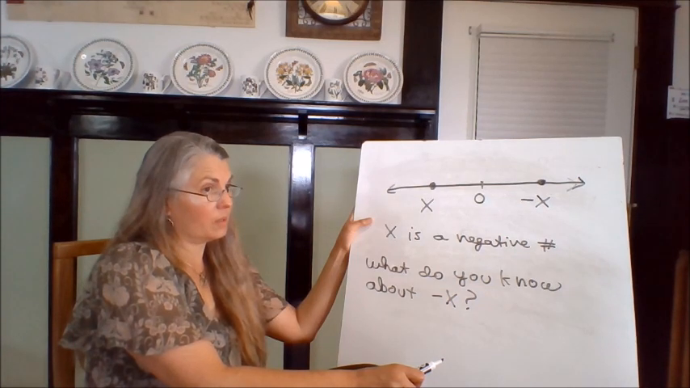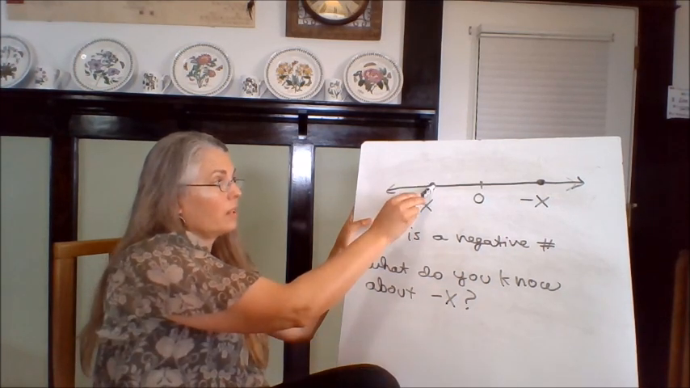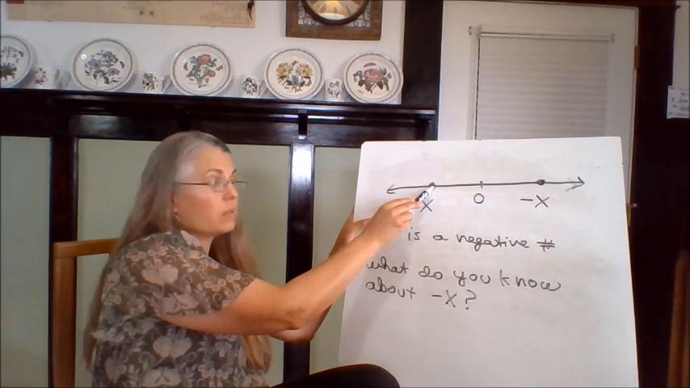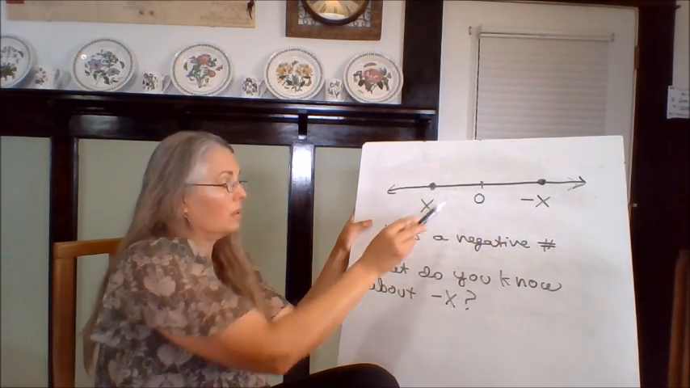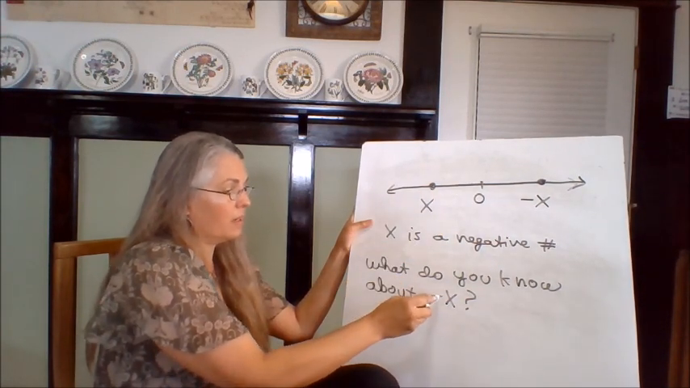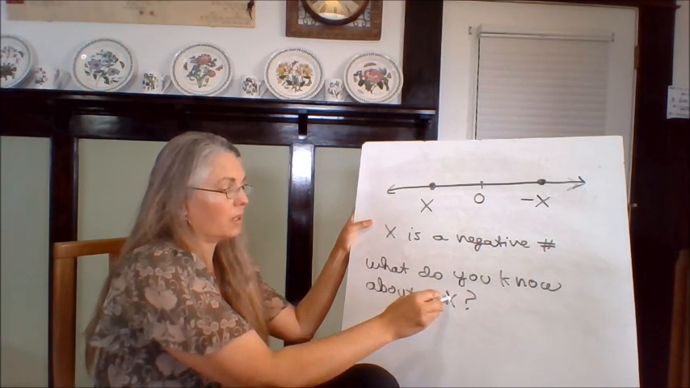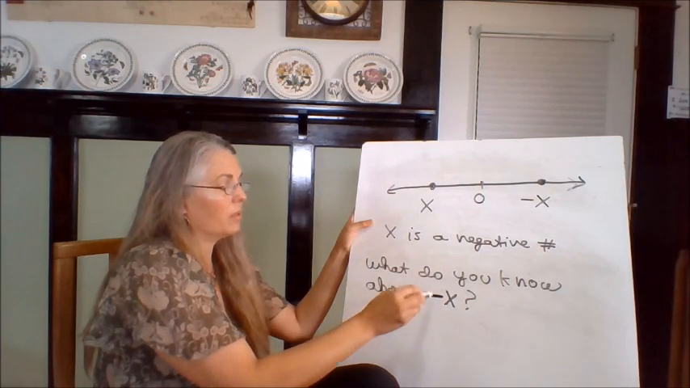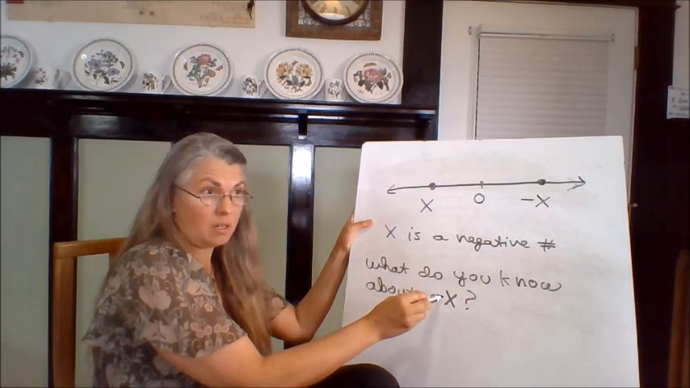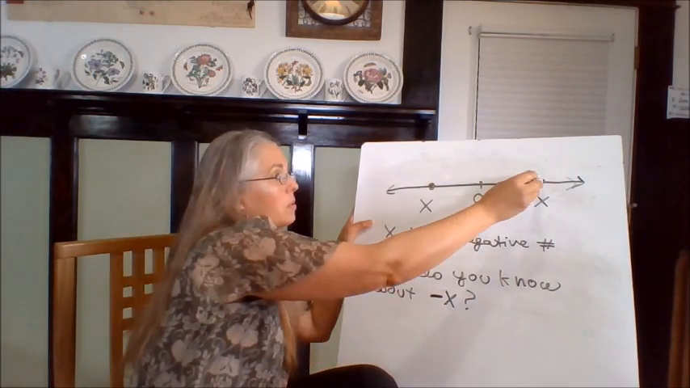So here's x, it's a negative number because it's to the left of 0. What do you know about negative x? I wrote it here, this negative sign x. Well, this sign means the opposite of it, right? So just like you said, you flip it. So negative x is over here.